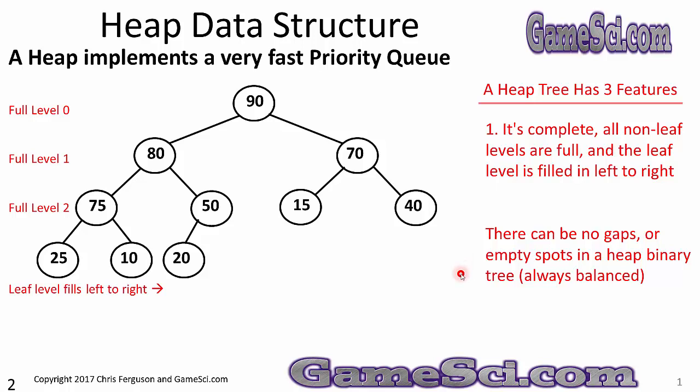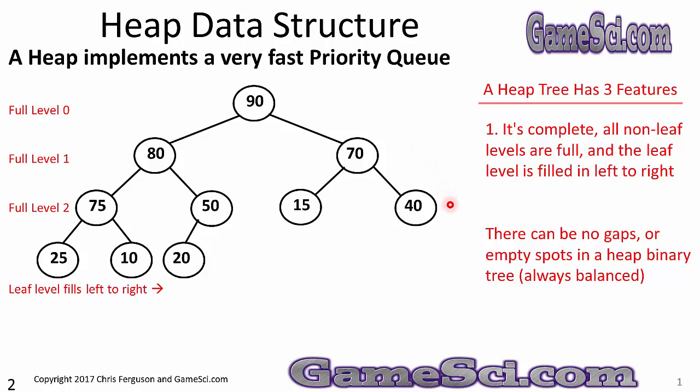It's always balanced. If you look at level 0, it's full. There's only one possible node that can go on it. That node is full. Here's a full level 1. At most, there could be 2 nodes on this level of the tree, and they are both occupied.